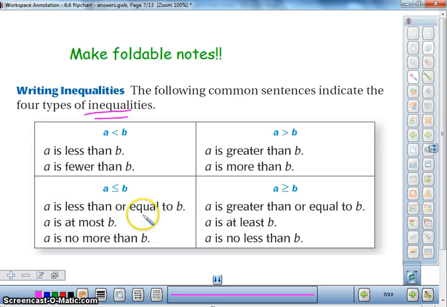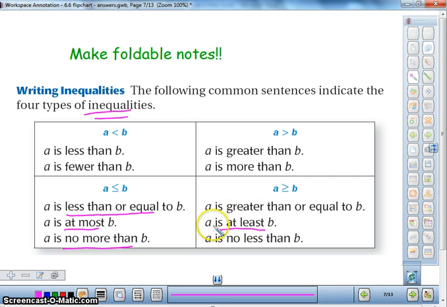A is less than or equal to B. A is at most or no more than. Now, all of these mean the same thing. We want to use the less or equal with them. Again, this would probably be something if you don't have written down from chapter 3 or you don't remember and you get stuck with is at least.